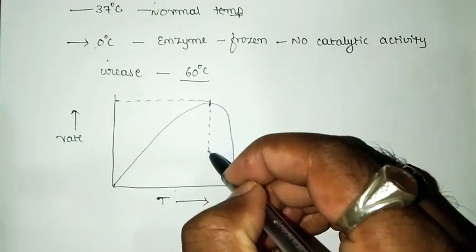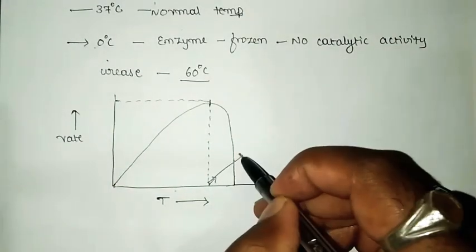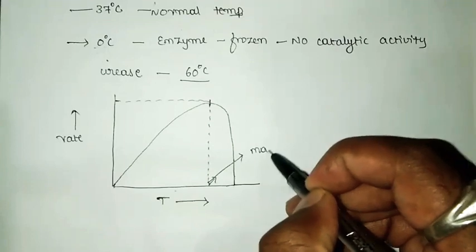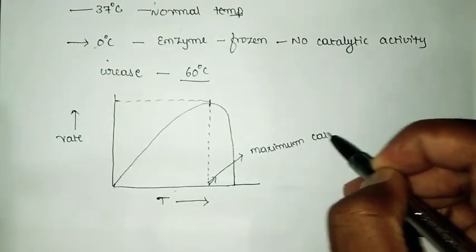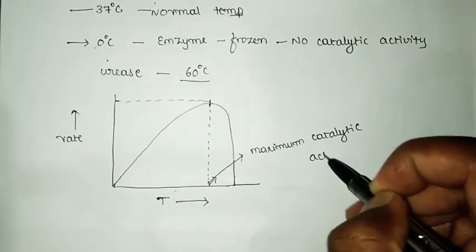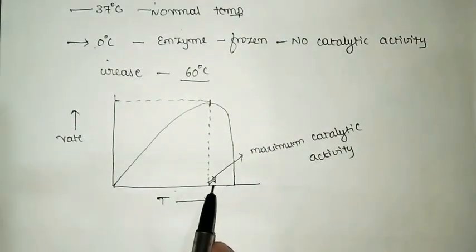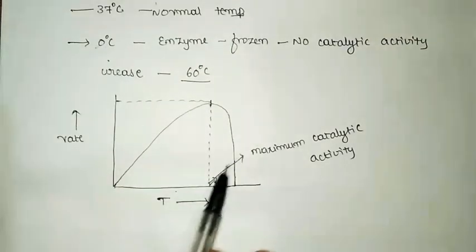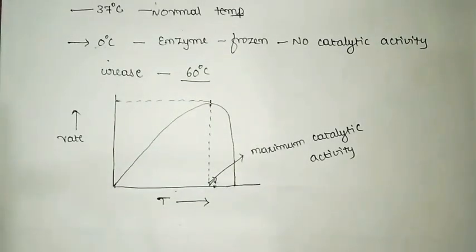So only at a particular temperature will the enzyme show maximum catalytic activity. Maximum catalytic activity at this particular temperature. This is the general graphical presentation to express how the temperature influences the rate of an enzyme catalyzed reaction.